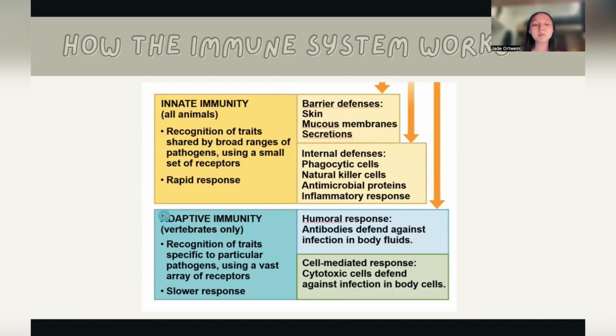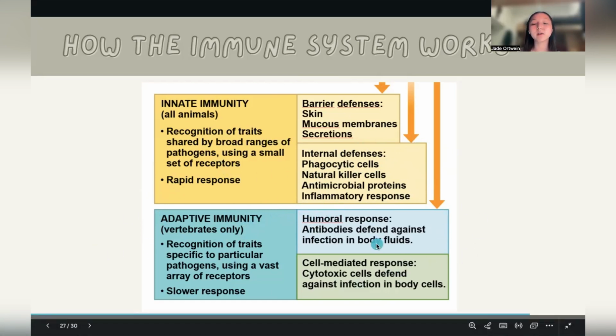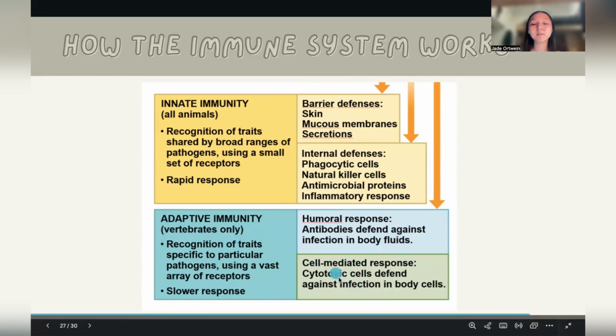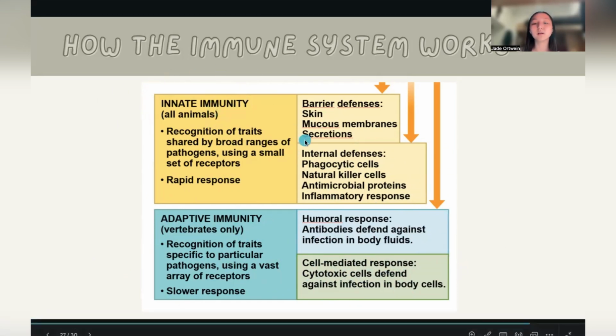And adaptive immunity only includes vertebrates, which is like the second responder to an infection or any kind of disease. It is the recognition of traits specific to a particular pathogen using a vast array of receptors such as cytotoxic cells or T cells or antibodies to defend against infection and body fluids, and it has a much slower response compared to the innate immunity here.